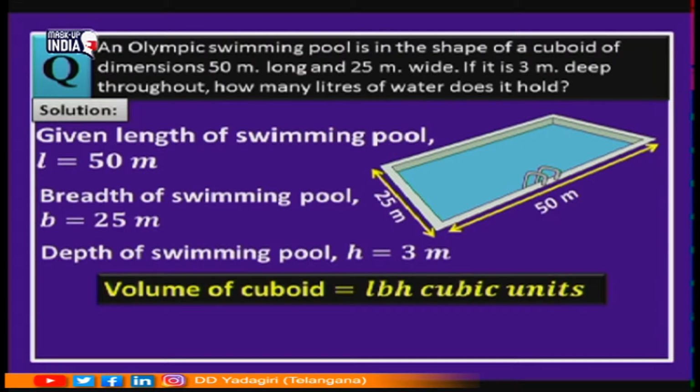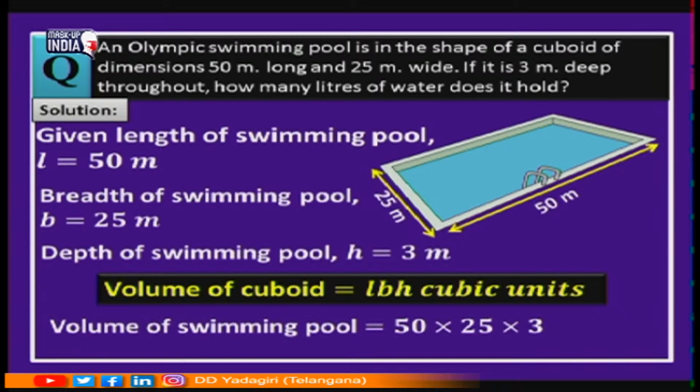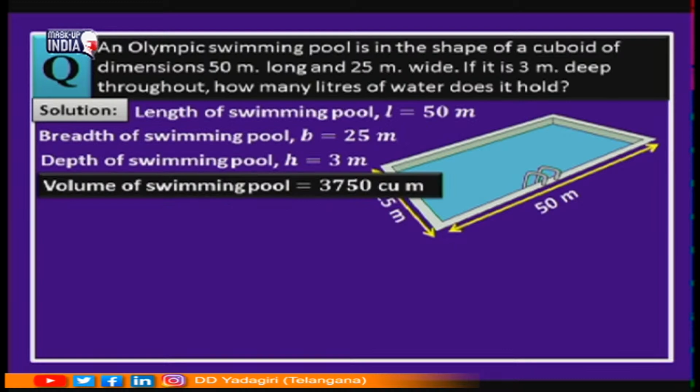Since it is in the shape of a cuboid, the volume of a cuboid is given by L into B into H cubic units. Now let us substitute all the values, children. That is, length as 50, breadth 25 and height 3. So, the volume of the swimming pool will be 50 into 25 into 3. Multiplying all these, you get 3750. That means, the volume of the swimming pool is 3750 cubic meters.